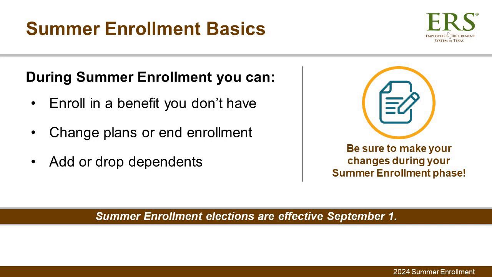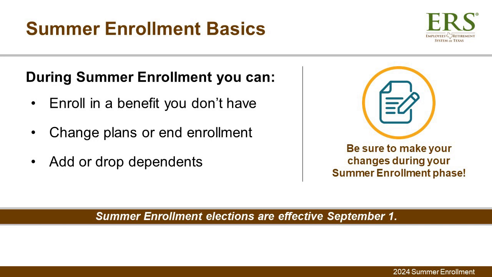You can switch from a plan you currently have to another plan or end enrollment in a benefit, and add or drop dependents. Summer enrollment elections are effective September the 1st. Any changes that do not require EOI begin on September 1st.